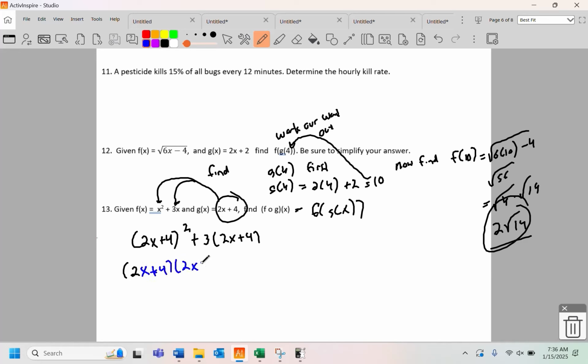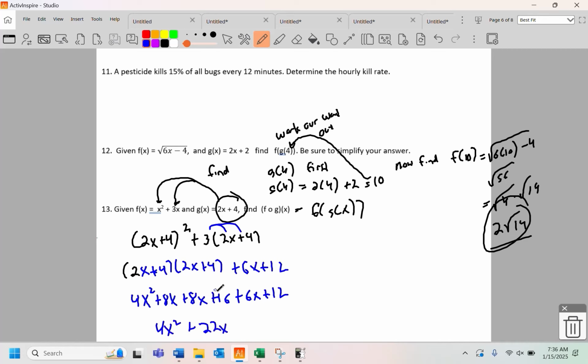Use the distributive property here. 2x times 2x is 4x squared. 2x times 4 is plus 8x. 4 times 2x is plus 8x. 4 times 4 is plus 16. And then we combine like terms. There is a 4x squared. 8 and 8 is 16, plus 6 more, plus 22x. What do I have here? I have a 16 and a 12, so plus a 28. And that is f of g of x.